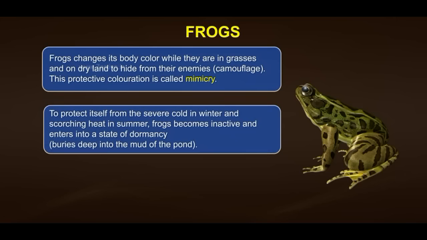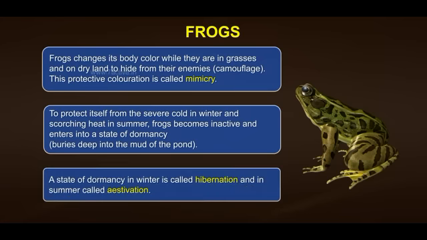To protect itself from the severe cold in winter and scorching heat in summer, a frog becomes inactive and enters into a state of dormancy, burying deep into the mud of the pond. A state of dormancy in winter is called hibernation and in summer is called estivation.